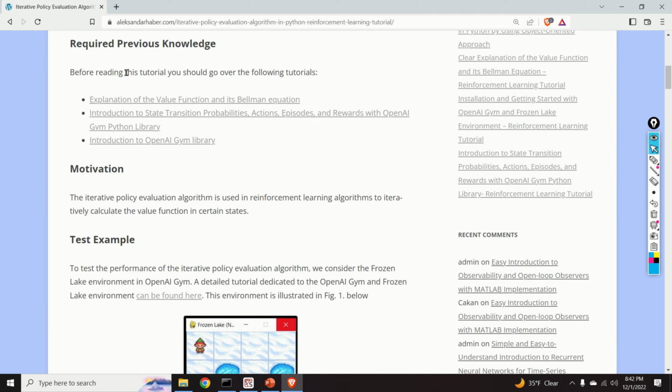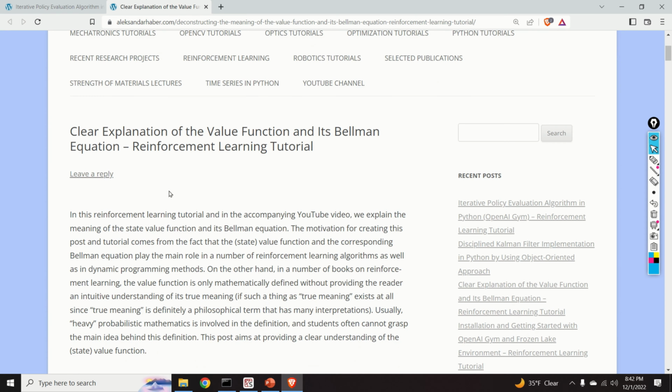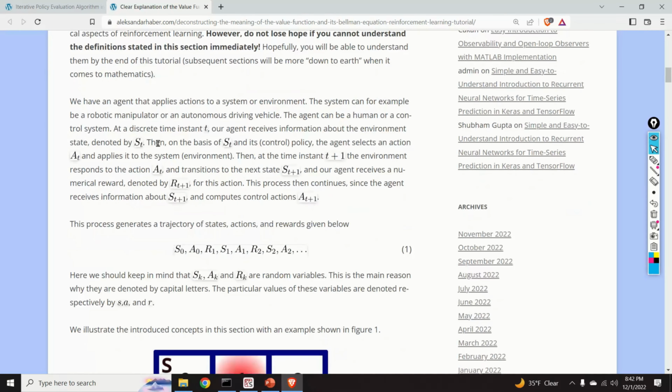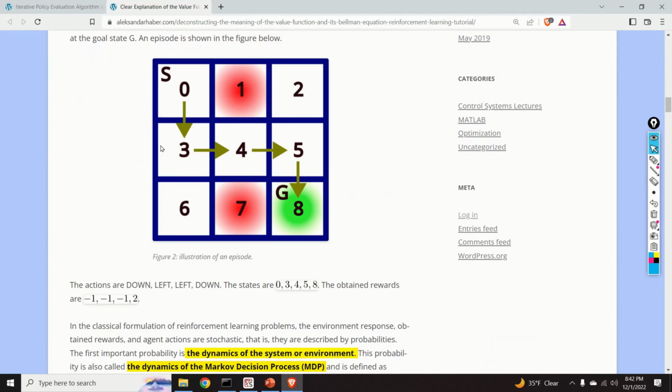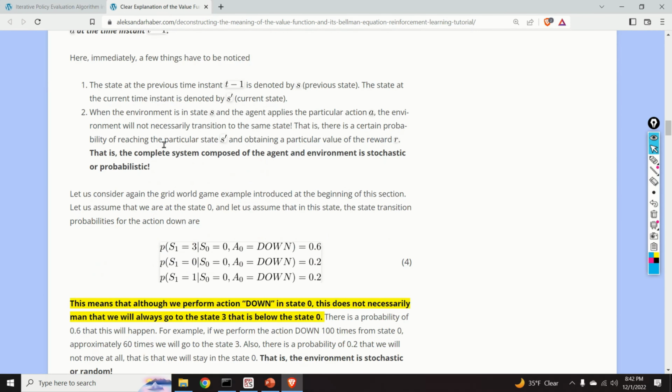Okay, so let's start with the required previous knowledge. Before watching this video tutorial, it's a good idea, and I strongly suggest you, to go over the following topics. First of all, you need to become familiar with the value function and its Bellman equation. Luckily, I created a post and even a YouTube tutorial that summarizes these important topics. So you can follow the link and read this post that summarizes the value function and explains the Bellman equation.